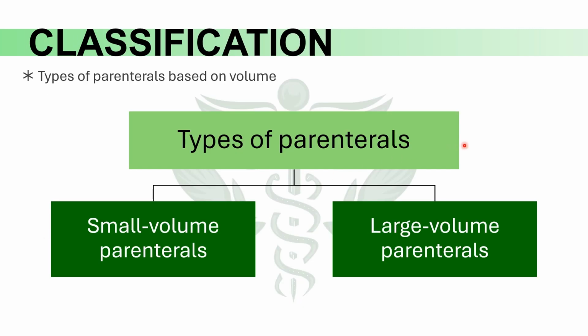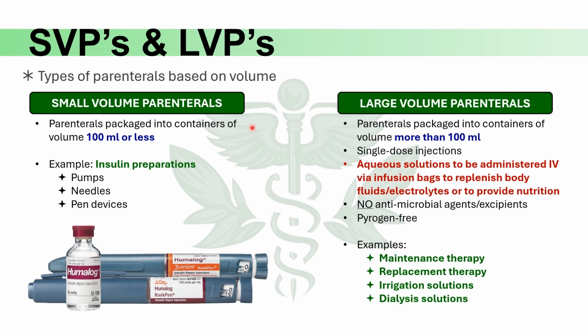If we wanted to categorize the types of parenterals based on the volume of product that can be held by the container, then we can categorize them into small volume parenterals and large volume parenterals. Small volume parenterals are packaged into containers carrying no more than 100 milliliters of parenteral product. A common example is insulin preparations, and they can come in many forms, such as insulin pumps, insulin needles, and insulin pen devices, as we can see in this diagram here.